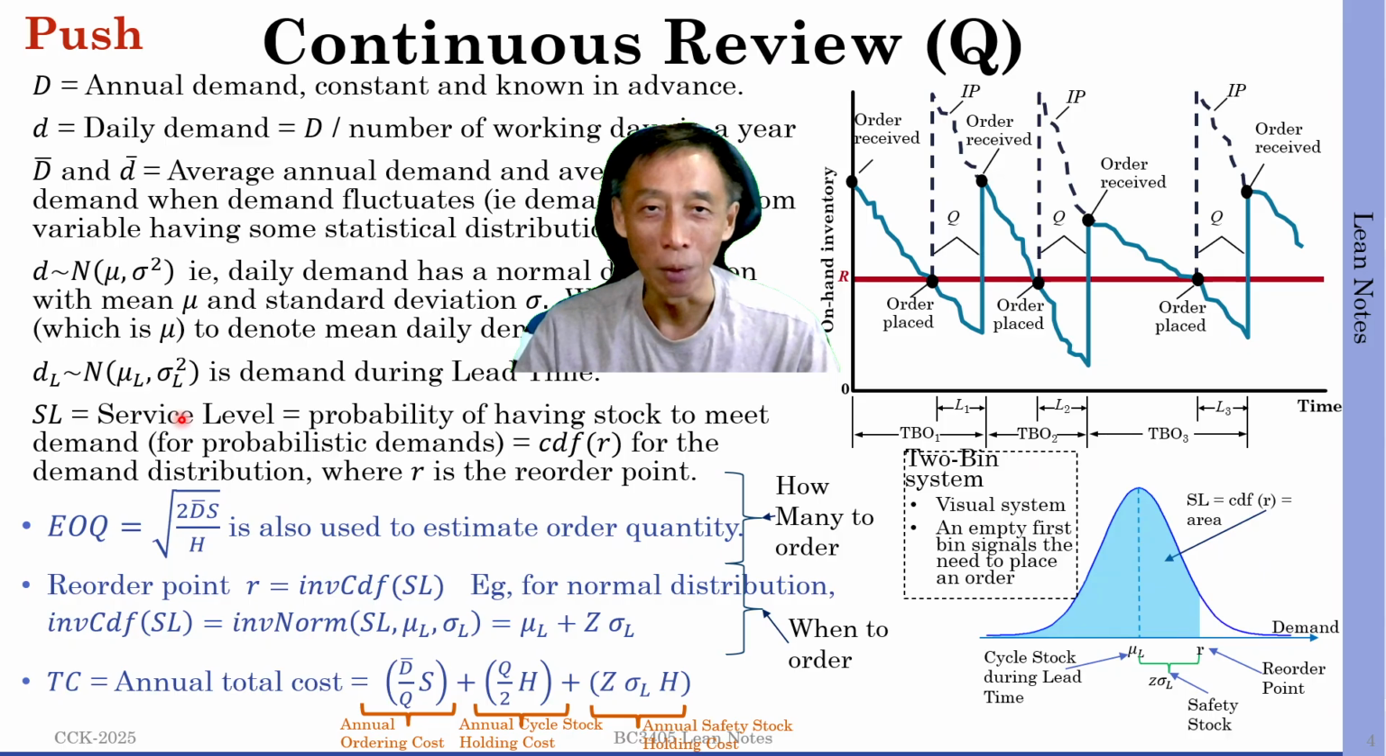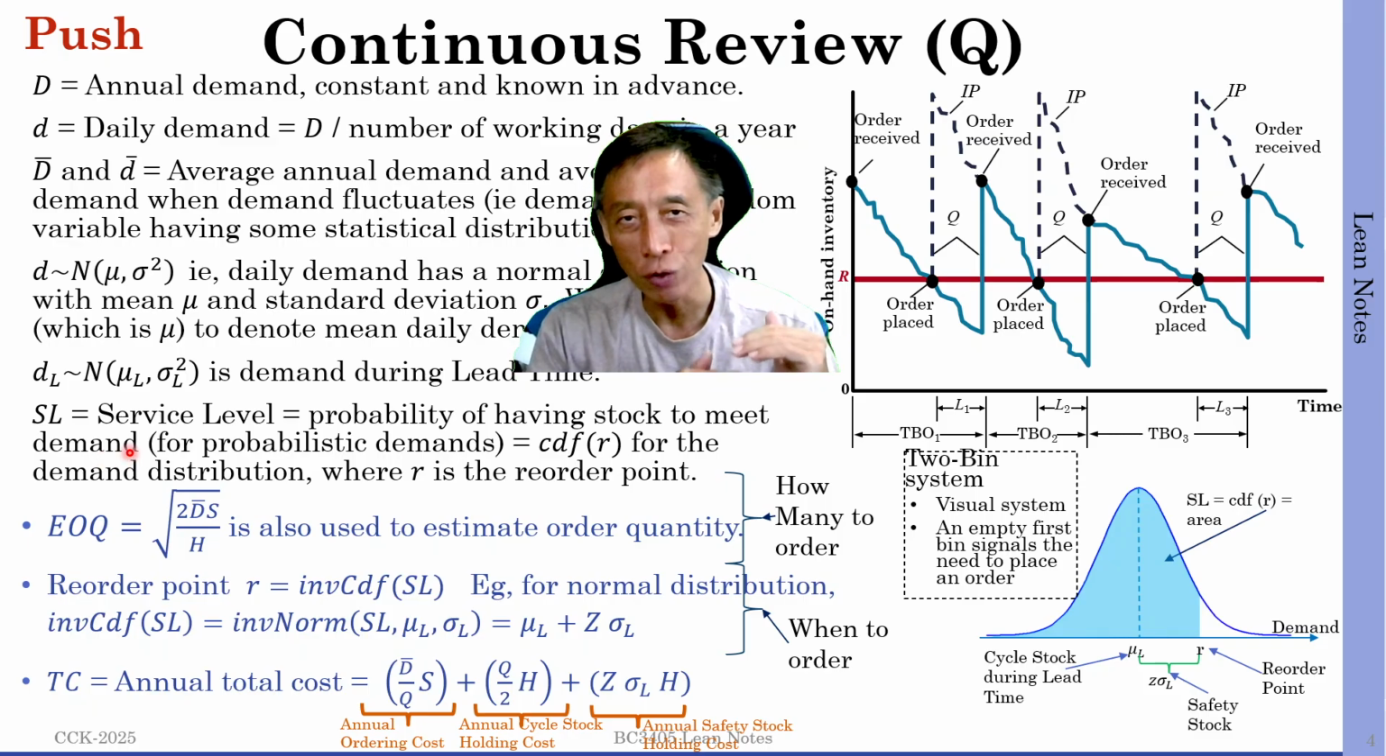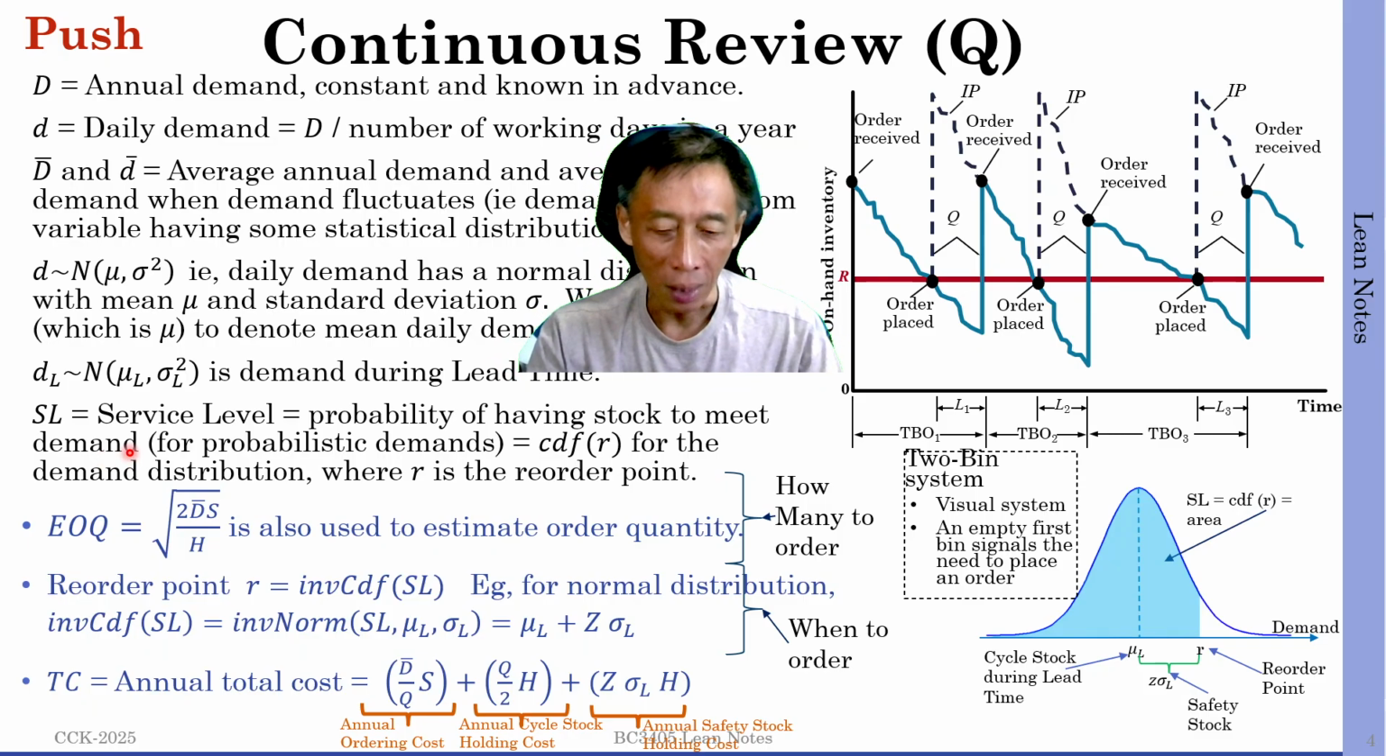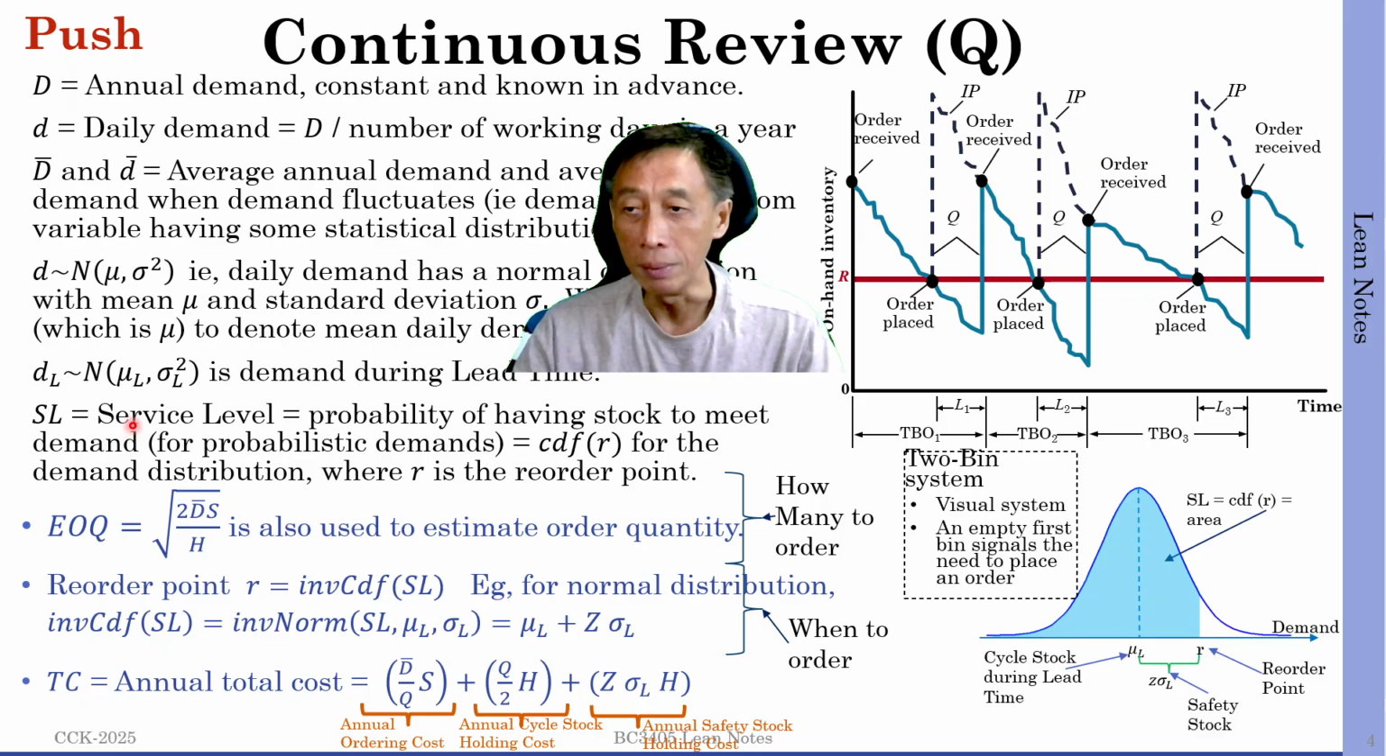But this service level is from the inventory management perspective. What's the probability of you having enough inventory to meet the demand? Okay, so that's the probability. That means from 0 to 1 of you being able to meet demand. That means you have inventory left when the customer comes to your store to meet the demand. The complement of that means 1 minus service level. Because it's probability, we can calculate the complement. 1 minus service level is the probability of stock out.